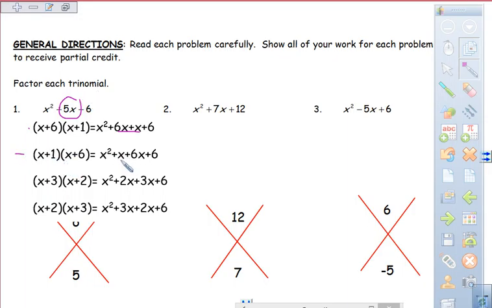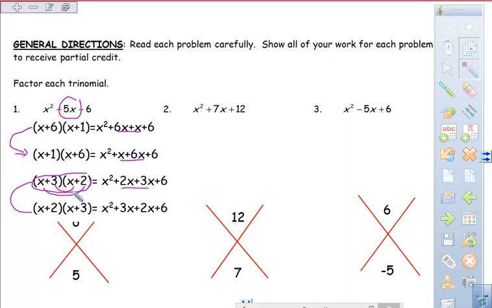Choice number 2, my insides and outsides would still give me 7x. So these two are the exact same thing, which makes sense because multiplication is commutative. It doesn't matter if x plus 6 is first or if x plus 1 is first. They'll both give us the same answer. So moving down to the bottom, remember these two are the same thing, so we have to check to see if it works. So we look at our insides and our outsides, and they give me 5x. So then this would be the correct factorization.